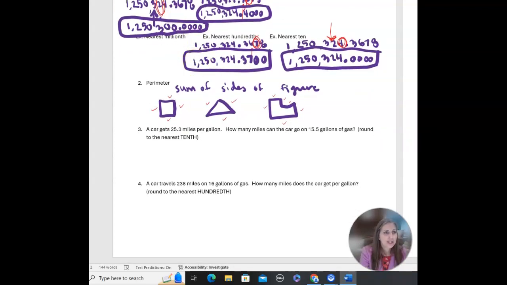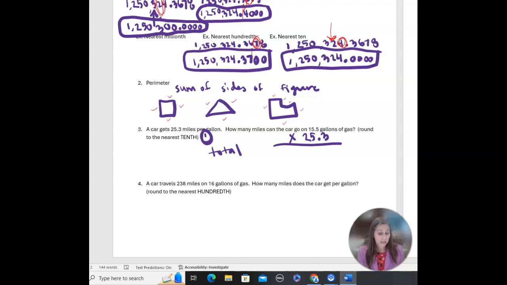A car gets 25.3 miles per gallon. How many miles can the car go on 15.5 gallons of gas? So for every gallon, you get 25.3 miles. So what we need to do is multiply 15.5 times 25.3, and that will tell us our total miles. Okay, so we get 25.3 miles per 1 gallon of gas. Well, we have 15.5 gallons of gas. So 15.5 times 25.3, again, I'm going to use my calculator.